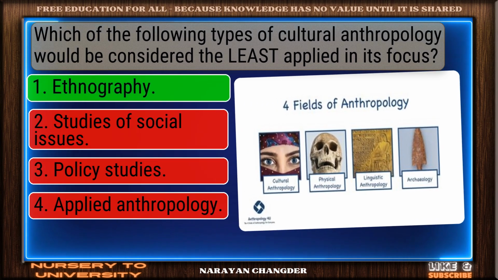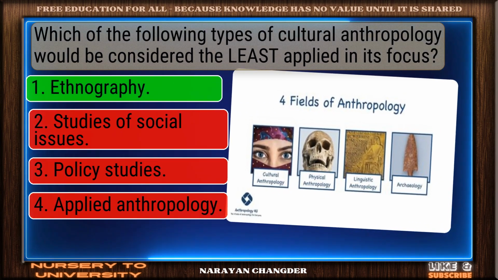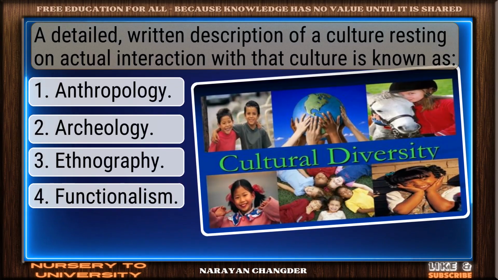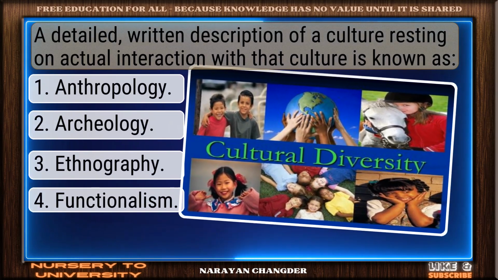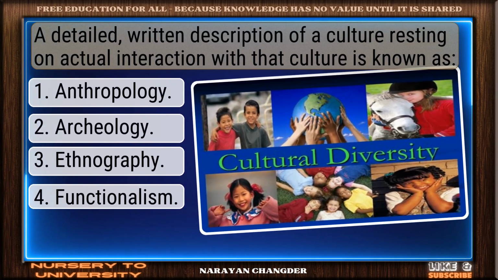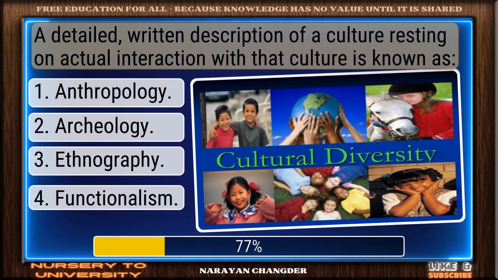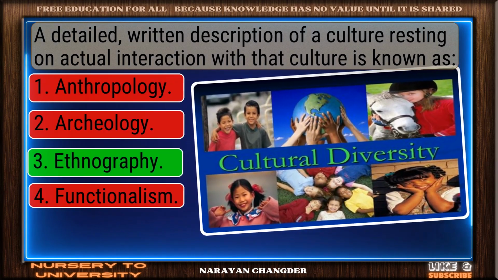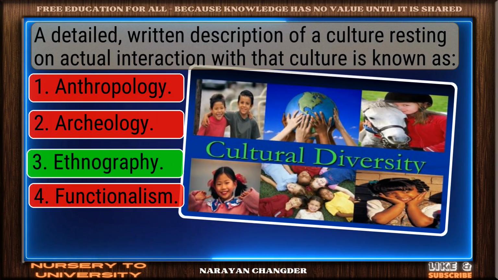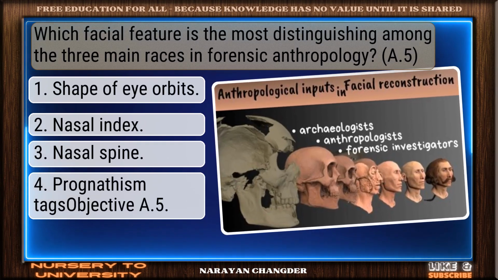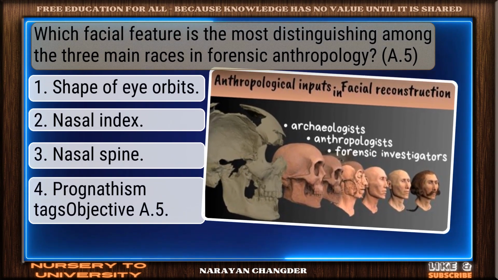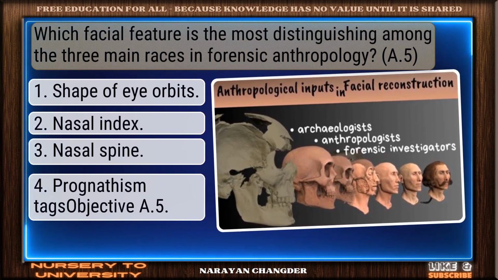Smart pick. Ethnography is the correct choice. A detailed, written description of a culture resting on actual interaction with that culture is known as... Good thinking. Ethnography is the right answer. Which facial feature is the most distinguishing among the three main races in forensic anthropology?